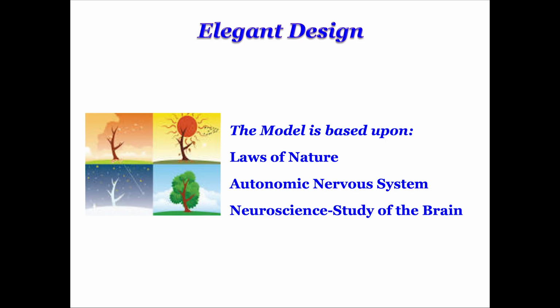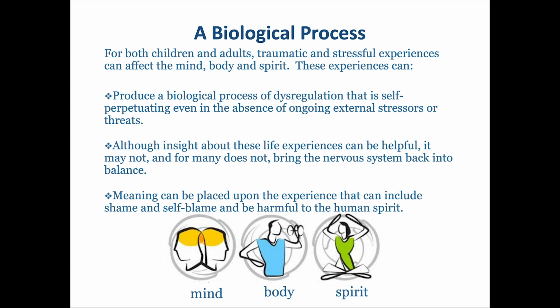As Elaine developed this model, she really based it on the elegant design, the laws of nature, the autonomic nervous system, and neuroscience, and the latest studies on trauma and stress and how the brain operates under those conditions. So, why a biological model like CRM? Simply put, because stress is a biological process. For both children, adults, all of us, traumatic and stressful experiences can affect the body, mind, and spirit.